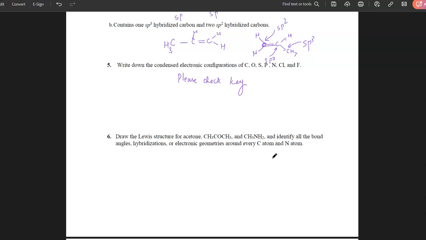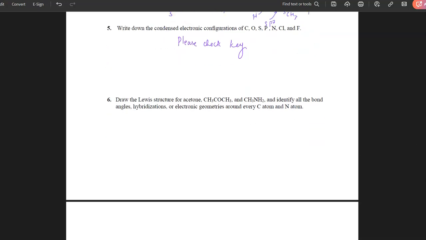The next one is again asking you to draw the Lewis structure for acetone, which is the formula shown here, and CH3NH2, methylamine, and identify all the bond angles, hybridizations, and electron geometries around every carbon atom and nitrogen atom.